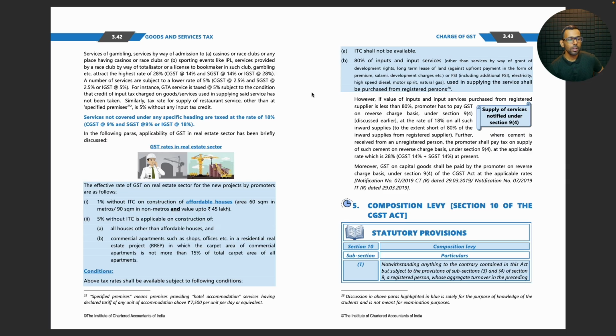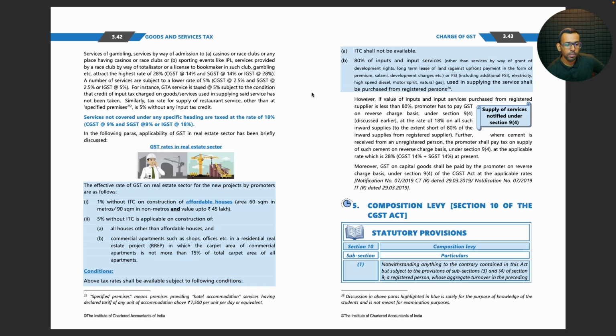A number of services are subject to a lower rate of 5%. For instance, GTA services are taxed at 5% subject to the condition that credit of input tax charged on goods or services used in supplying the said service has not been taken. Similarly, tax rate for supply of restaurant service other than at specified premises is 5% without any input tax credit. Services not covered under any specific heading are taxed at the rate of 18%.